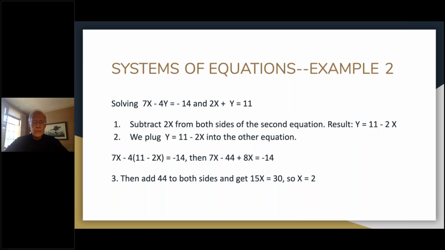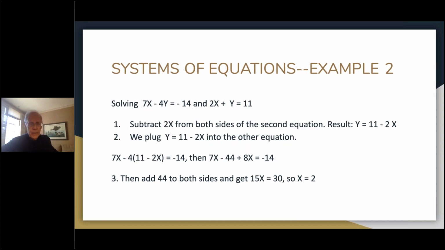Let's take that second equation and subtract 2x from both sides. That will give us an isolated y variable: y equals 11 minus 2x. So next step, we plug it into the other equation.